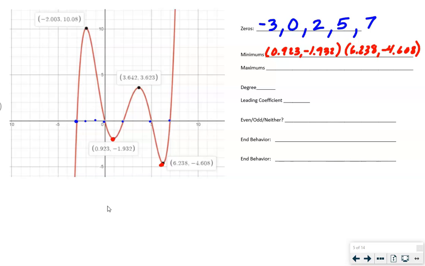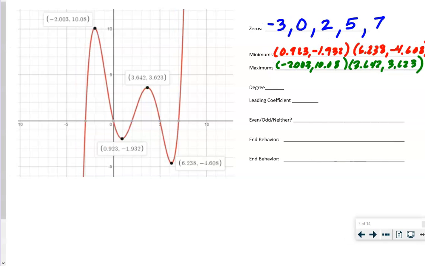So now we're going to talk about maximums, okay? So our maximums are going to be our high points of the graph. So our maximums, we've got one here, and we've got one here, right? So once again, we're going to write these as ordered pairs. So this maximum on the left is negative 2.003 and 10.08. And then we've got another one, if you notice right here, and this one's going to be 3.642, comma, 3.623.